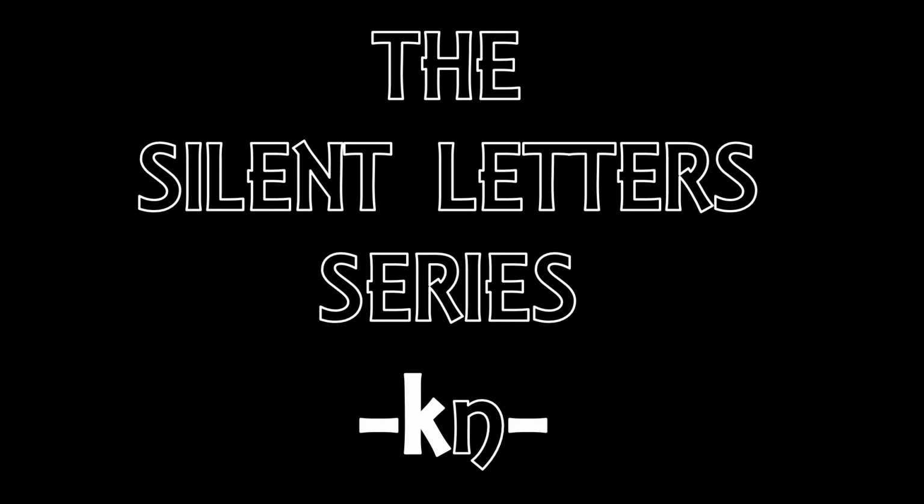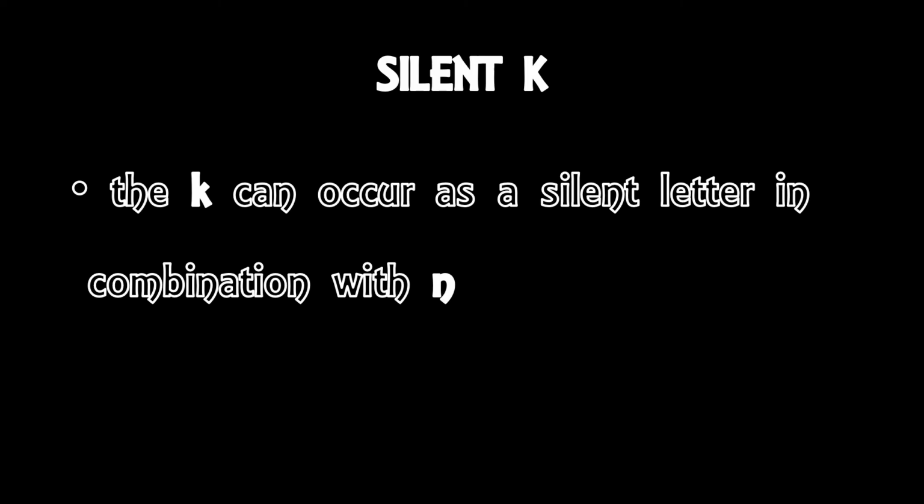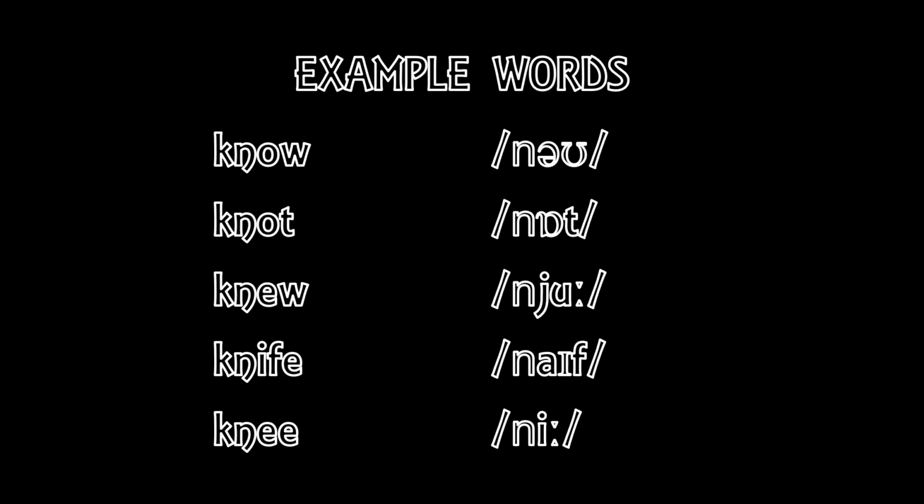Today we're going to be looking at the silent K, which appears next to an N sound. So this K can occur as a silent letter when it's combined with an N, and we'll take a look at some example words where this occurs then. We'll repeat each word twice, so listen and repeat. No.